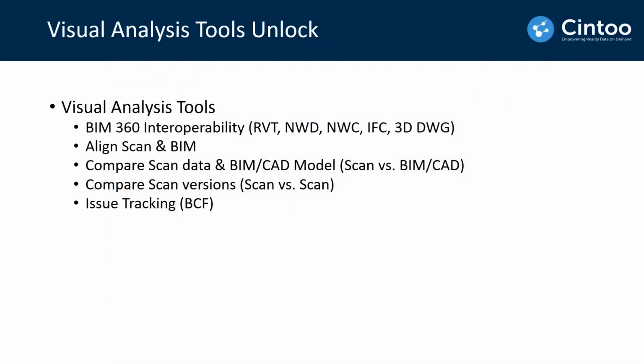Another interesting piece of information is we changed our business model for the visual analysis tools. You need to unlock those tools for everything Scan on BIM, like connecting to BIM 360 and pulling your Revit or Navisworks model, aligning Scan on BIM, comparing two sets of scans, or creating issues and exporting them in BCF, which is the BIM Collaboration Format.